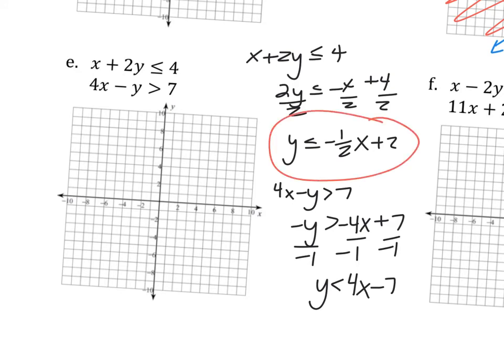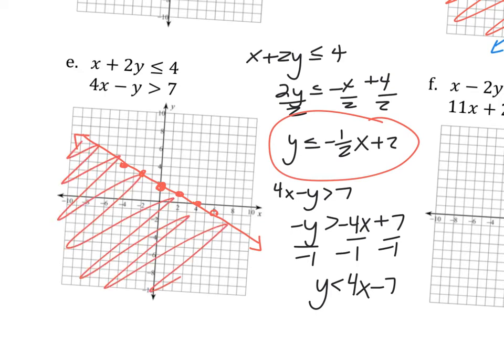So let's start with this one. Y-intercept is 2. It says go down 1, right 2, or up 1, left 2. Solid line because there is an equal sign. And it's less than, so I'm going to shade below. I'm going to do the same thing I did last time. I'm going to start to graph this line. So our y-intercept is -7. Slope is 4, so I'm going to go up 4, right 1.